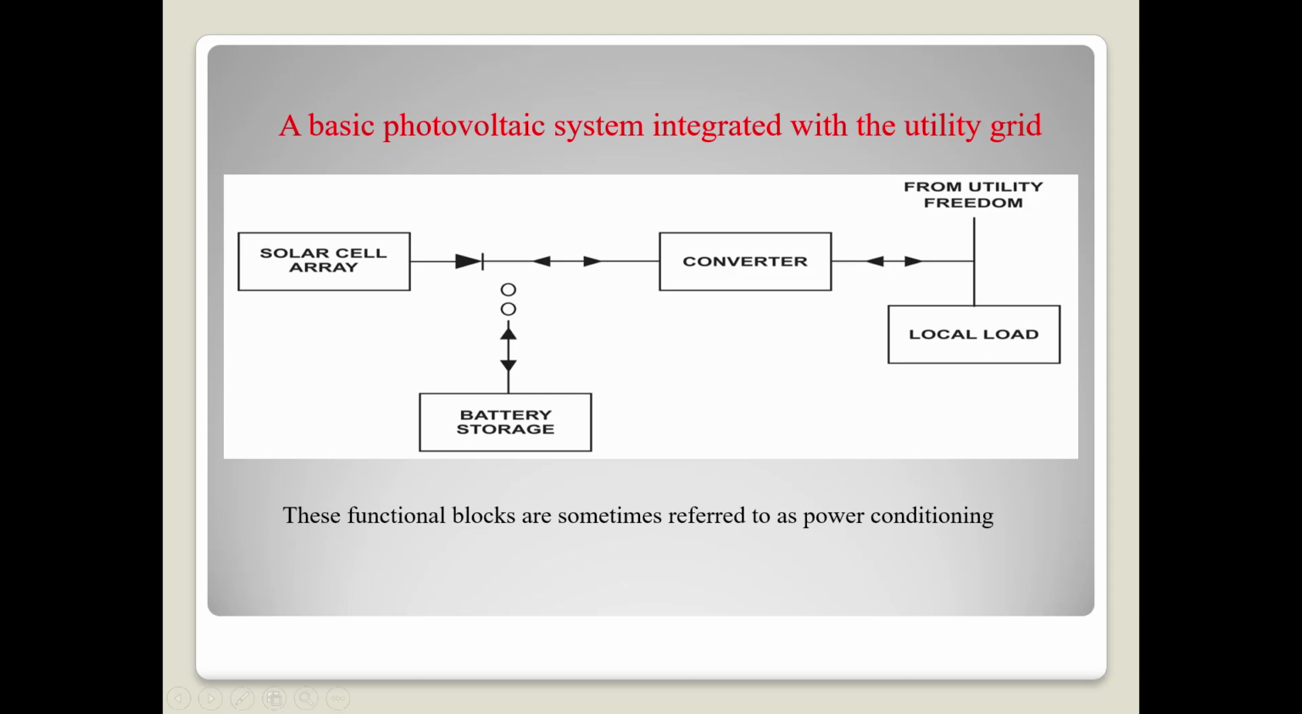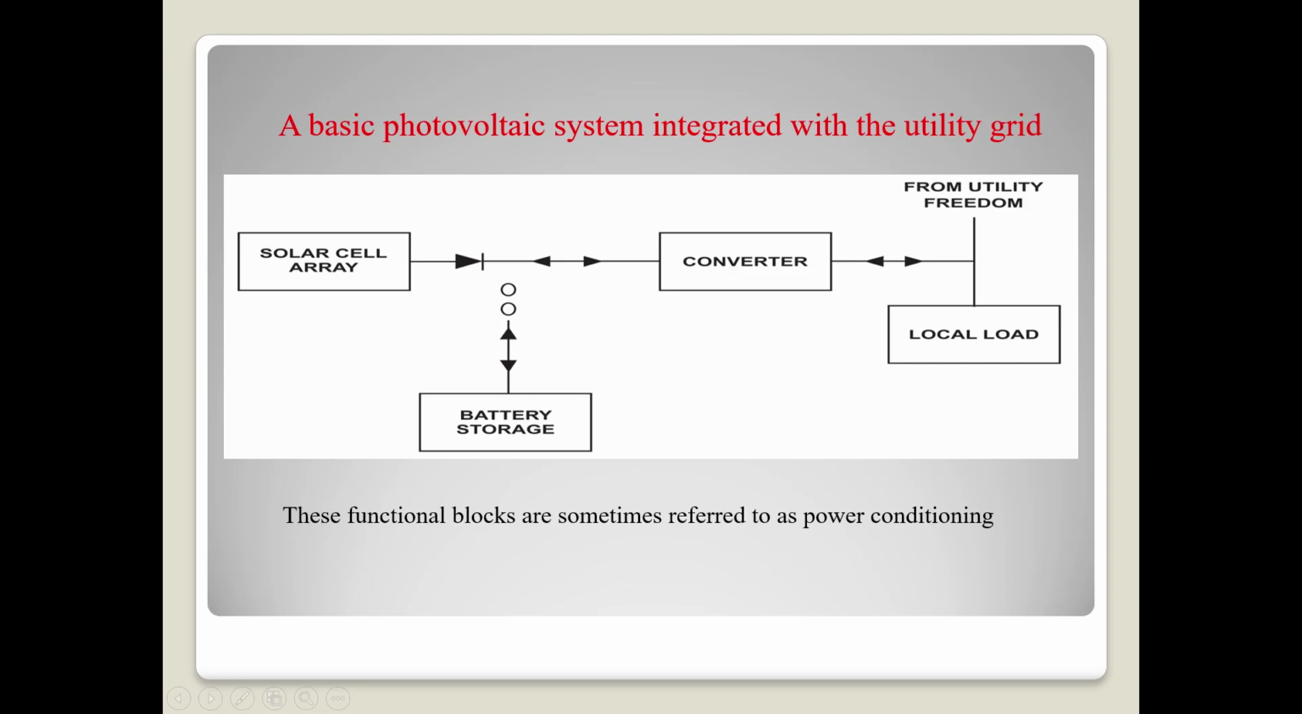Then in this diagram, if you see, the first component is the solar cell array. Solar cell array means an array of solar cells, and then a battery storage. The energy is going to be stored in the battery, then a converter, then a local load. The first component, the solar cell, is an array of solar cells.